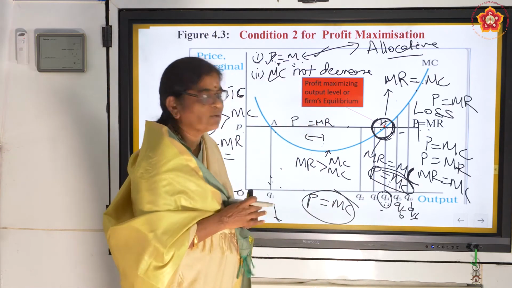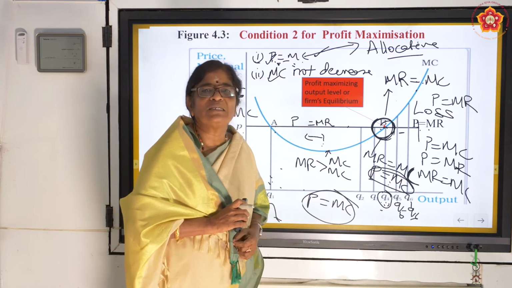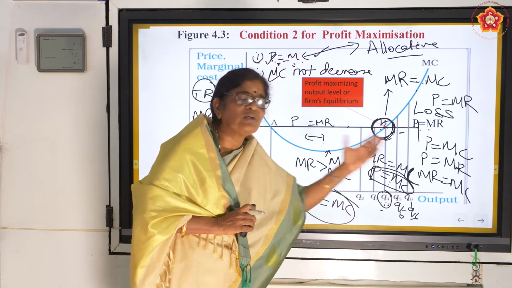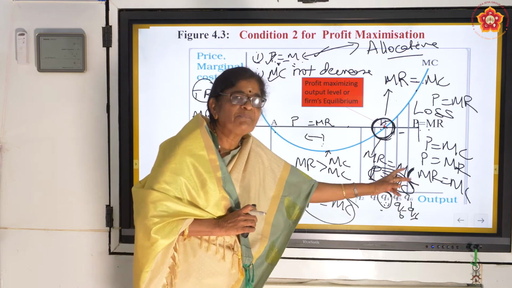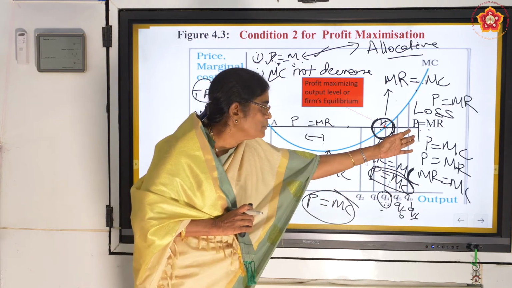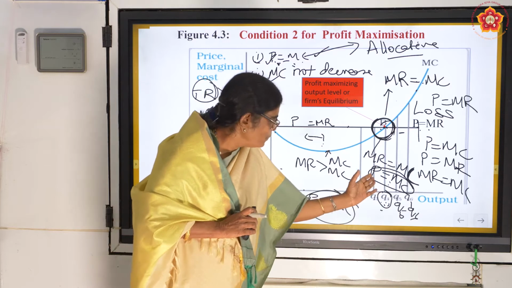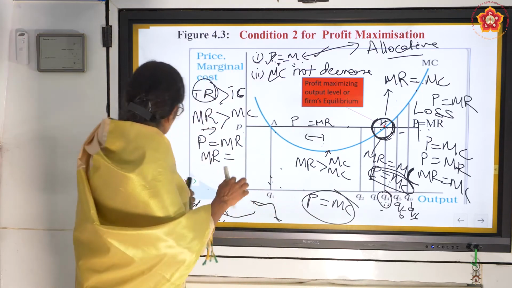The question they are asking is, why must P be equal to MC? The reason is MR is equal to MC at the profit maximizing level of output. If MR is equal to MC, and MR for a perfectly competitive market is price only, therefore P is equal to MC. You have proved it. The next one.